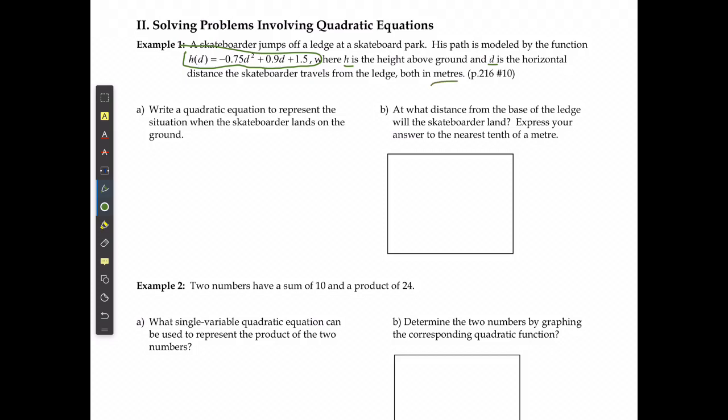First, we're going to write a quadratic equation to represent the situation when the skateboarder lands on the ground. Well, obviously, the height when they land on the ground is going to be 0. So I would say that 0 is equal to negative 0.75 d squared plus 0.9 d plus 1.5.